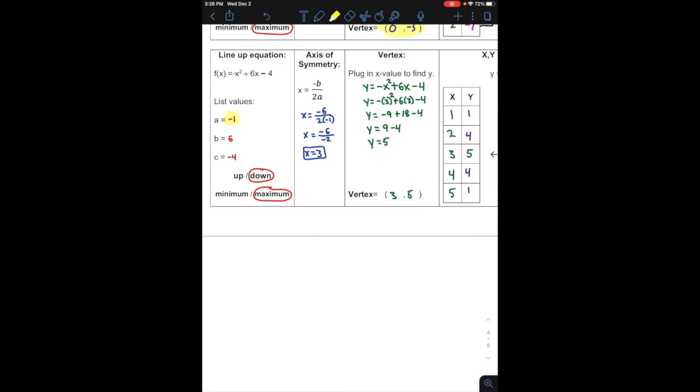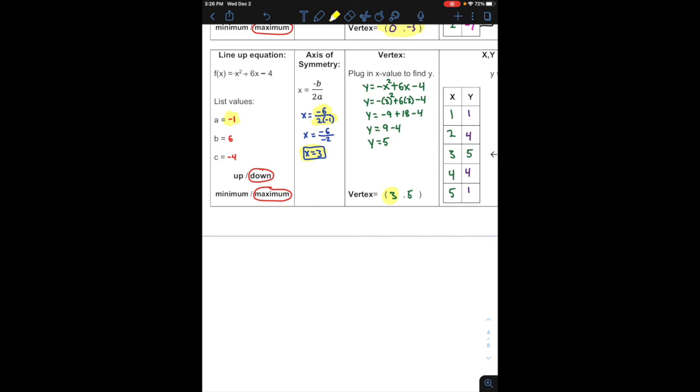We're going to find the axis of symmetry. If b is 6, then negative b would be negative 6, divided by 2 times negative 1, which is going to give us the vertical line of x equals 3. Since the axis of symmetry passes through the vertex, the x value will also be 3, and we're going to plug it in to find the y value.